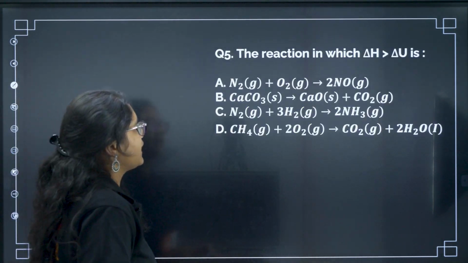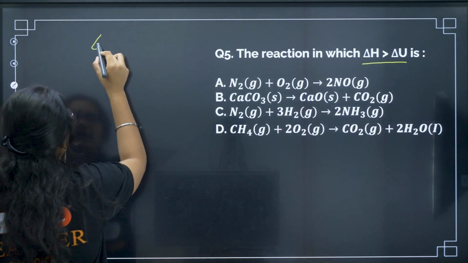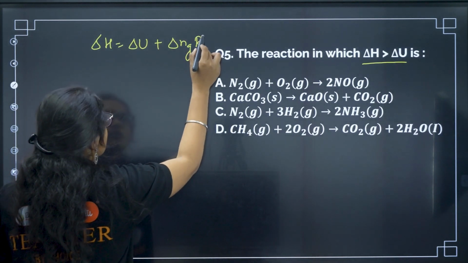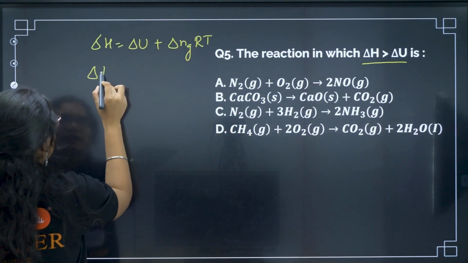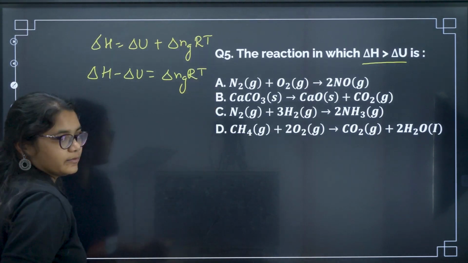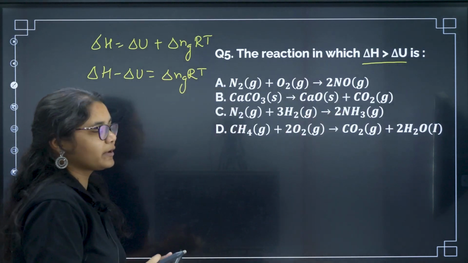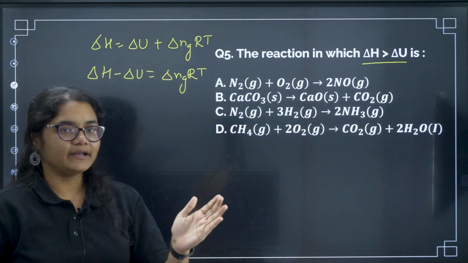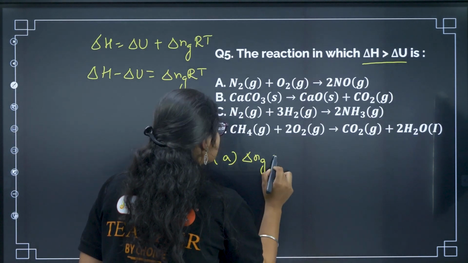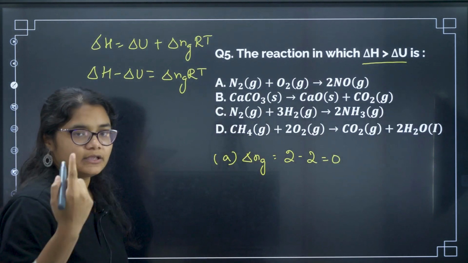Next question. The reaction in which delta H is greater than delta U. For this we have the equation delta H is equal to delta U plus delta Ng RT. Now if delta H is greater than delta U, then delta Ng must be positive. In which case will it be positive? Delta Ng is calculated as the number of moles of products minus the number of moles of reactants. For option A, delta Ng is 2 minus 2, which is equal to 0. So in that case, delta H will be equal to delta U.